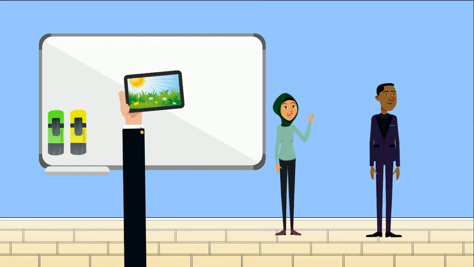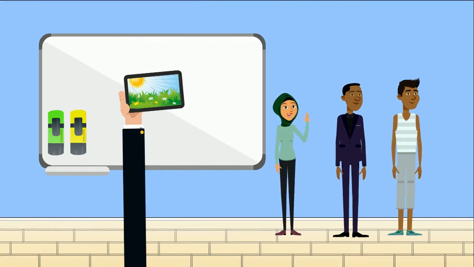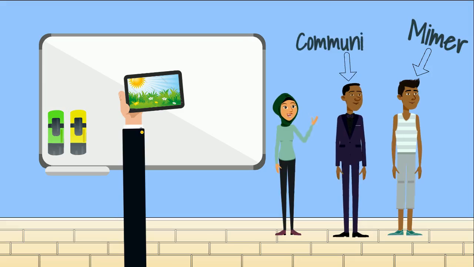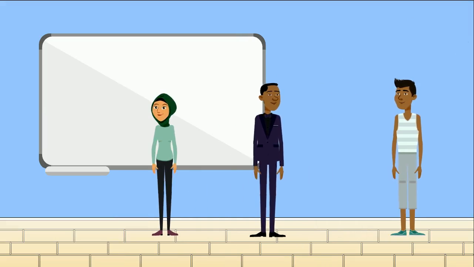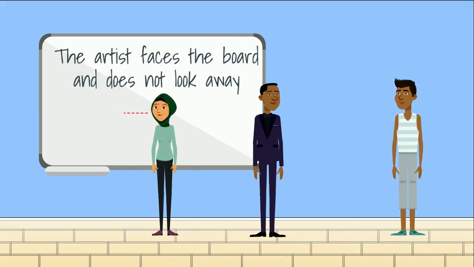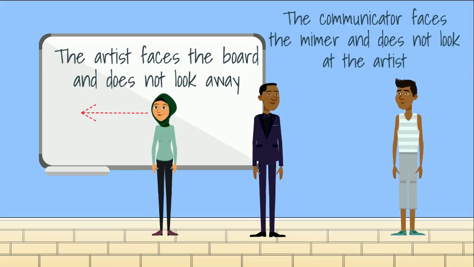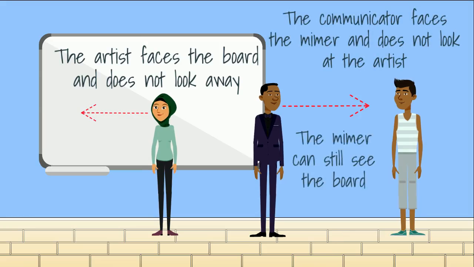Create groups of 3. In each group of 3, they must elect a mimer, a communicator, and an artist. The group must form a line from the board with the artist facing the board. The artist may not look away from the board during the entire exercise. Next is the communicator. They must stand with their back to the artist facing the last in the line, the mimer. The mimer can see the board.